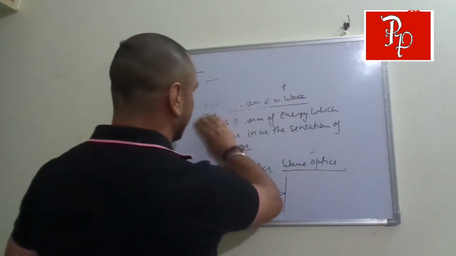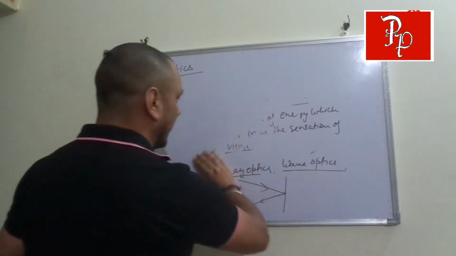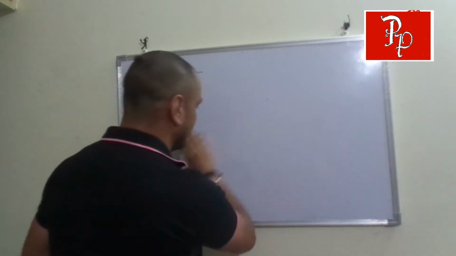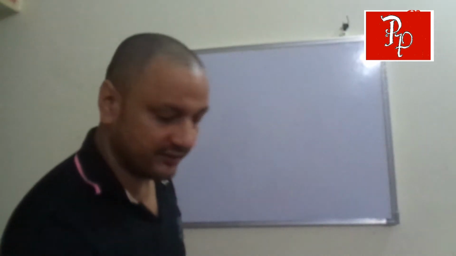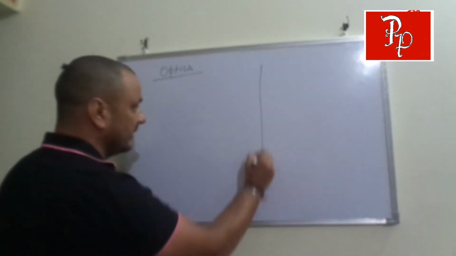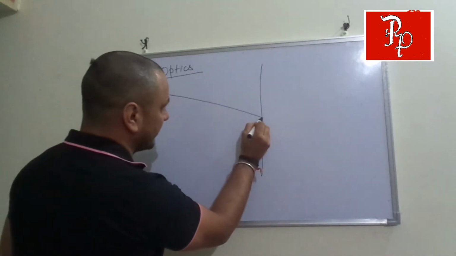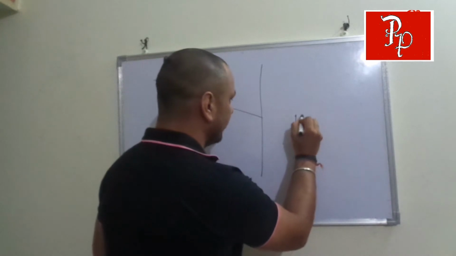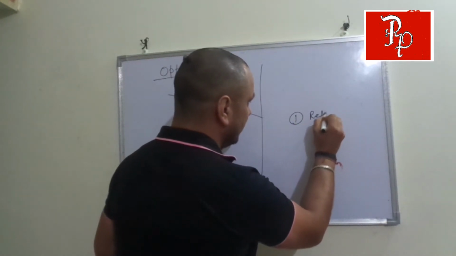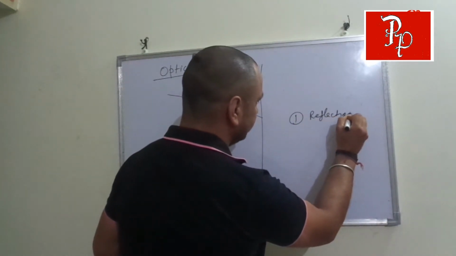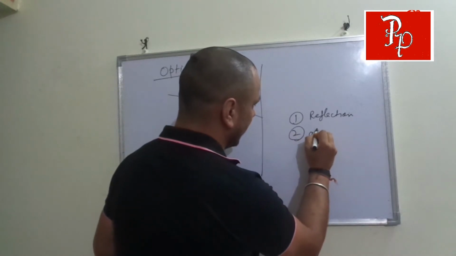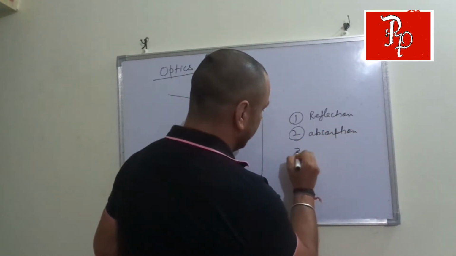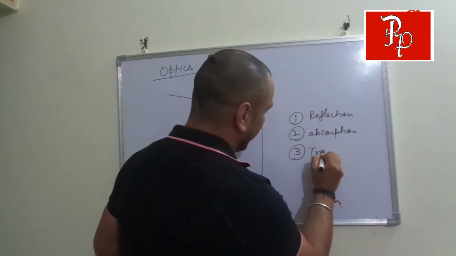Gradually we'll discuss all the things. Right now our focus is what happens when light falls on object and what type of phenomena are. For example, if light falls on this object, the three things can be there. One is reflection, second is your absorption, and third is your transmission.